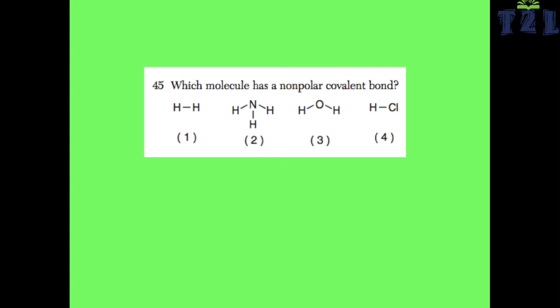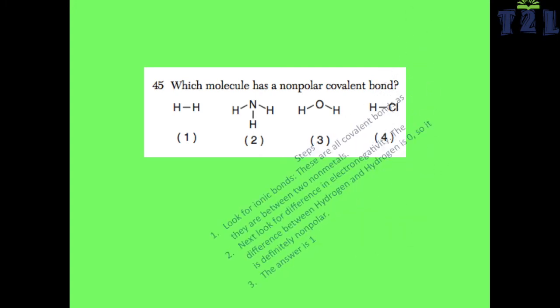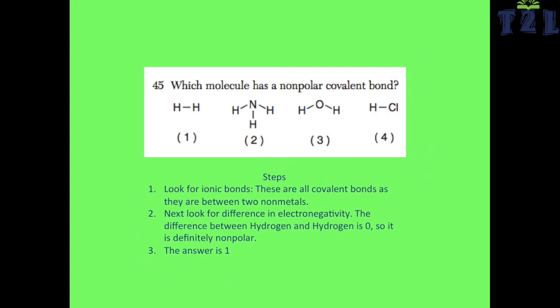Which molecule has a non-polar covalent bond? To approach these questions, a very quick way of doing it is just to see which bonds are covalent and which ones are ionic. Here, all the bonds are covalent, but the difference in electronegativity is 0 with number 1, which is indisputably nonpolar.